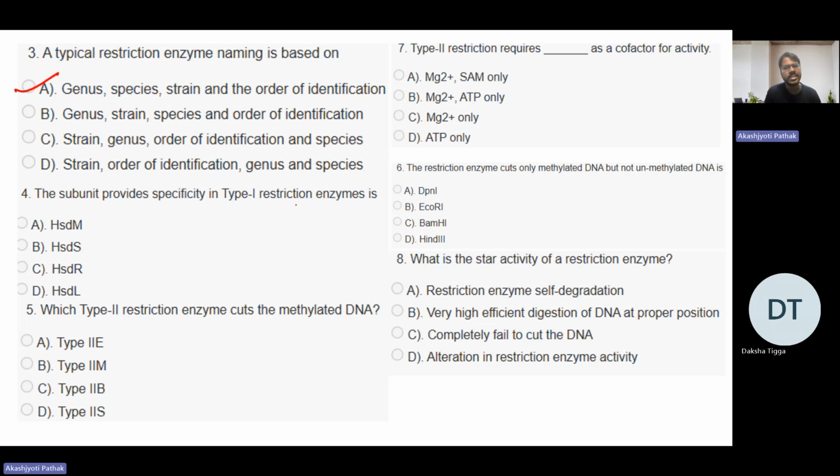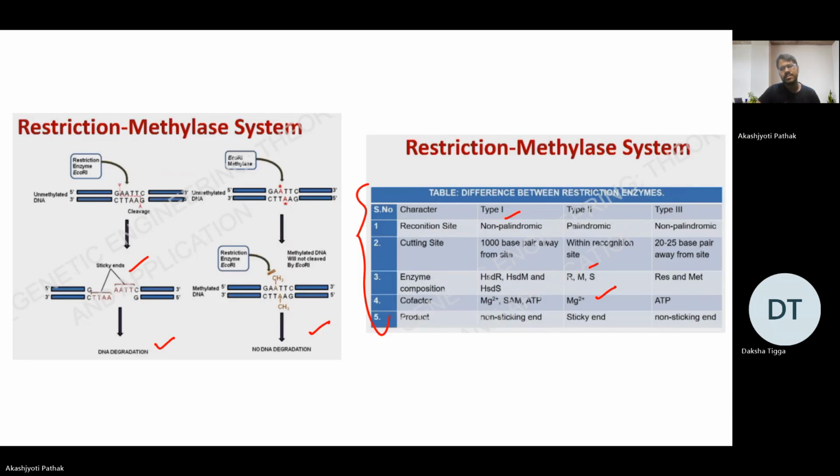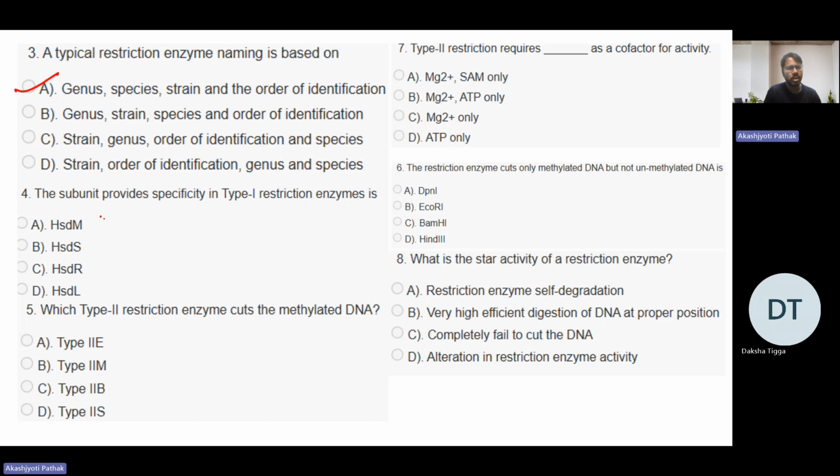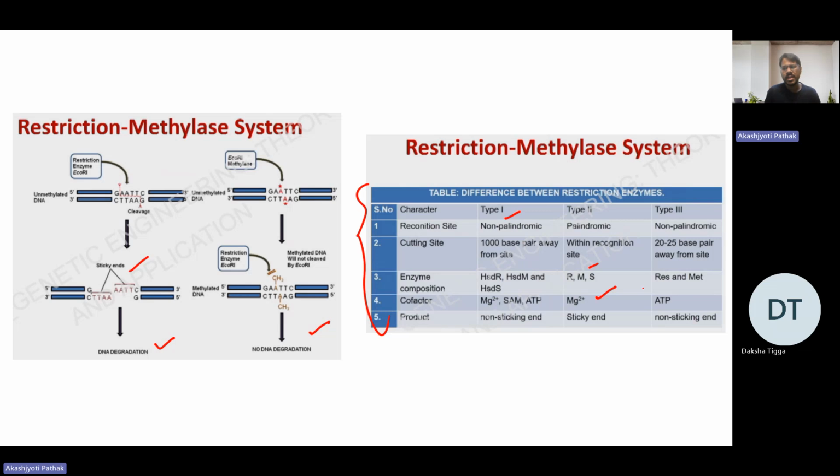Subunit specificity in type 1 restriction enzyme is provided by what? Which subunit provides specificity? M is for modification, R is for digestion. You go through the table and remember the subunits that are involved. So which type 2 restriction enzyme cuts the methylated DNA? The answer is type 2M, isn't it? Methylated DNA, this RMS, isn't it?